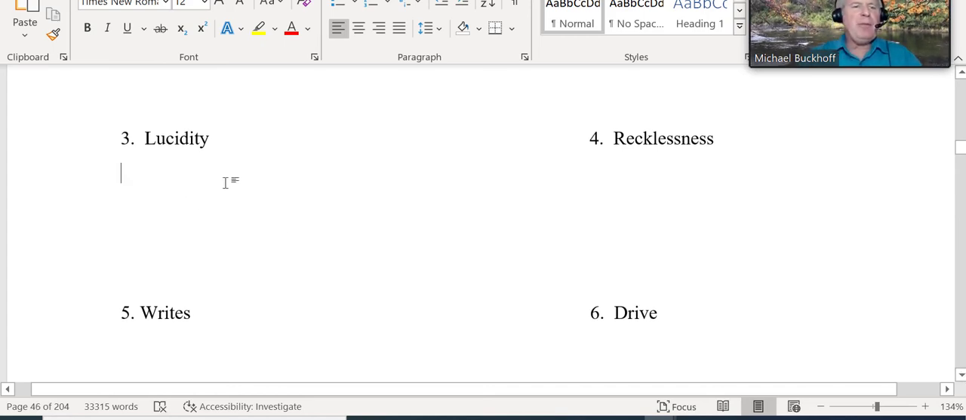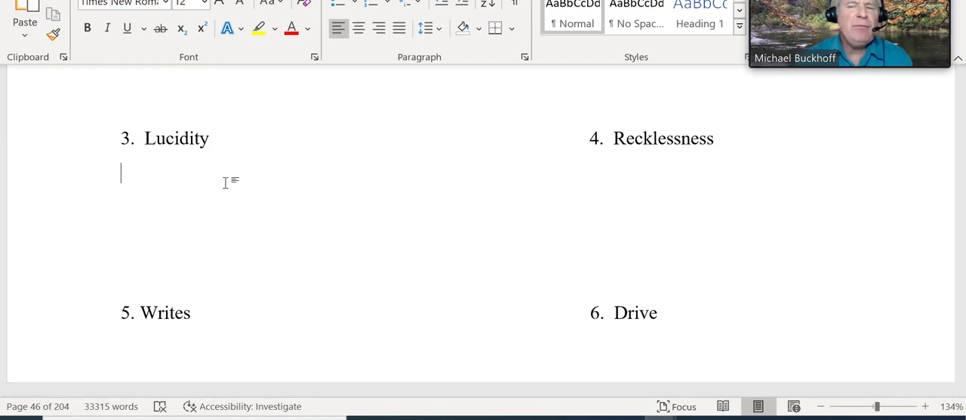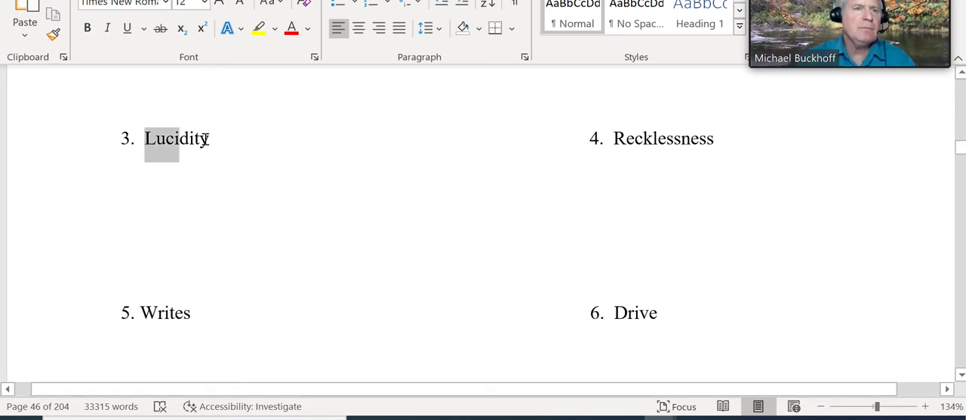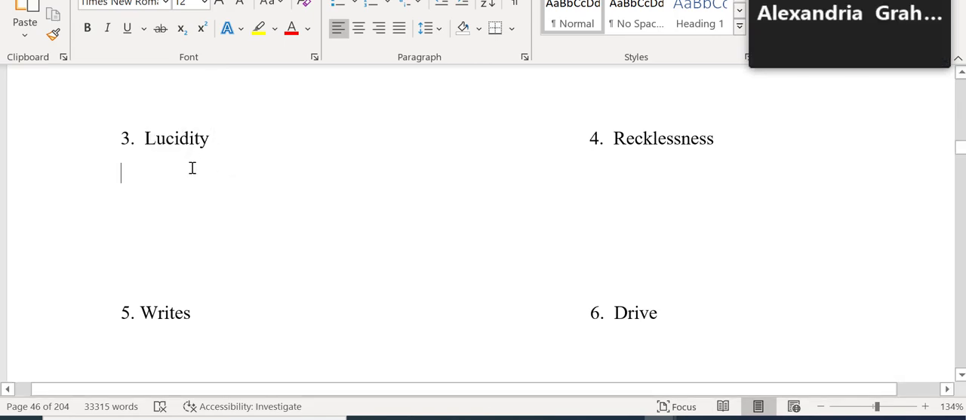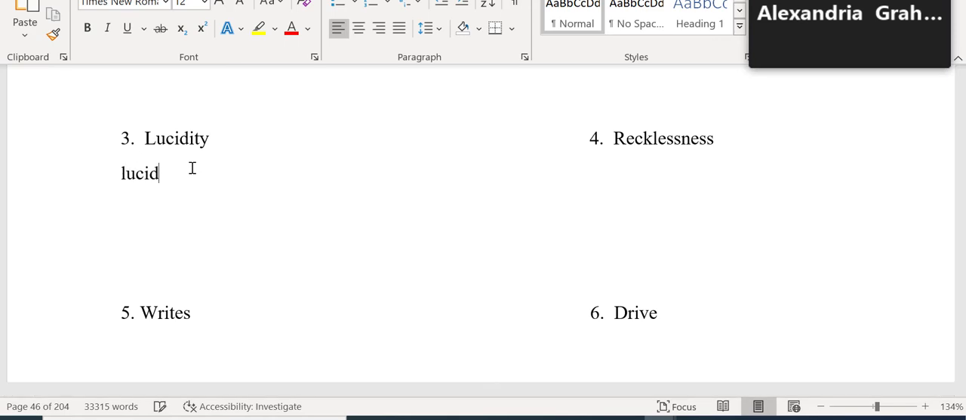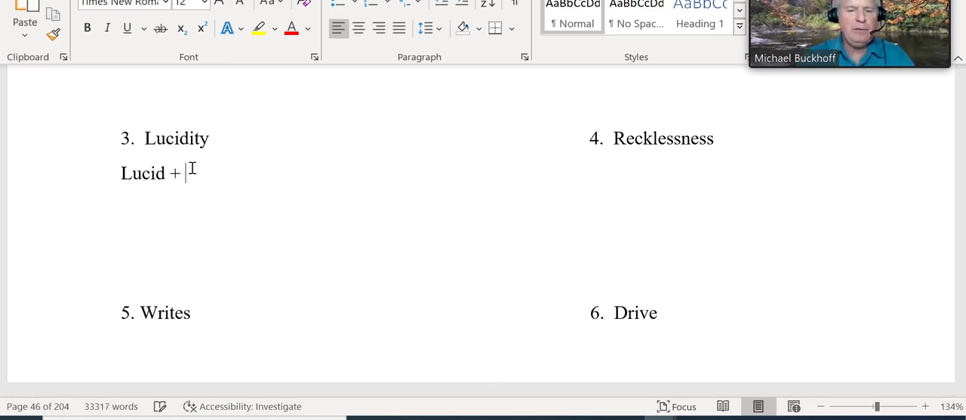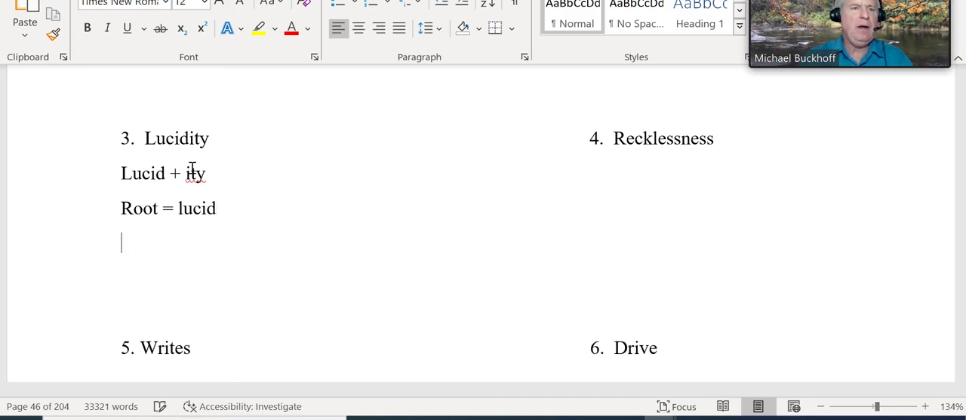Okay, let's try a couple more. How about lucidity? So we're trying to pin down the number of morphemes first. So what do we have? Two of them? Good. So we can say lucid plus ity. And then we go to the root. And then we have ity.